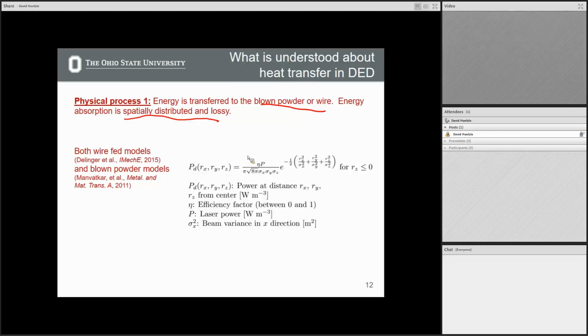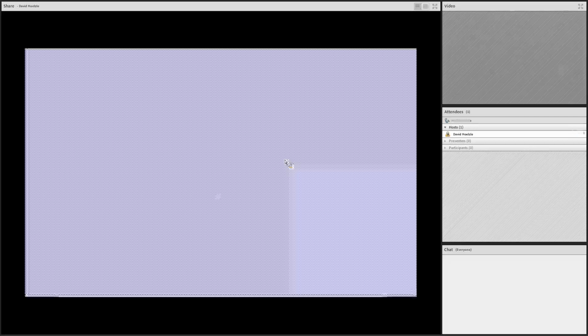Everyone has their own flavor in terms of how they define these variables, but this is essentially how we define how laser or arc or e-beam energy is transferred into the system. This is a Gaussian model for the distribution of it, just like powder bed fusion.